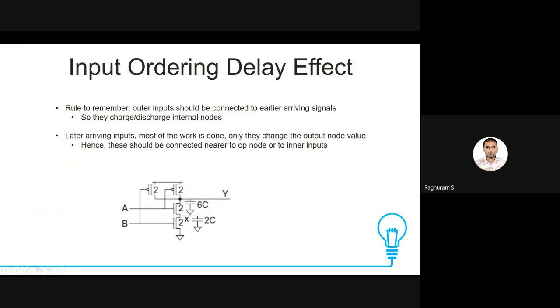Hence these later inputs should be connected nearer to the output, the inner. So that is why this signal A, which arrives later, can be connected towards the middle of the circuit, or it should be connected to the inner input, and when this comes, this is already at final value, only the Y has to be discharged. So this is the rule to remember as the first part. Outer inputs should be connected to the earlier arriving signals, and if we remember this, we can try to optimize the circuit performance without changing the actual circuit.